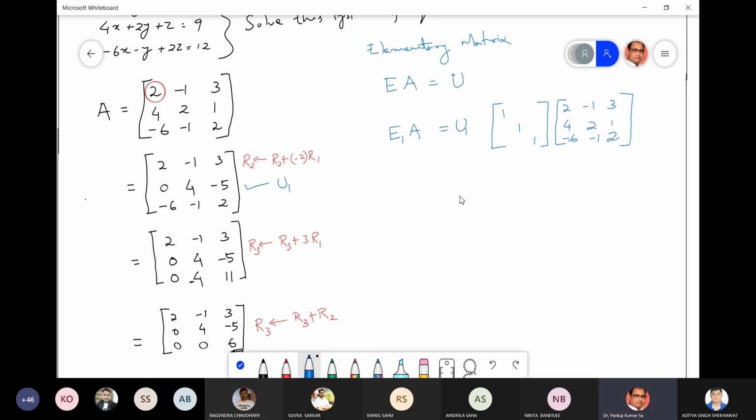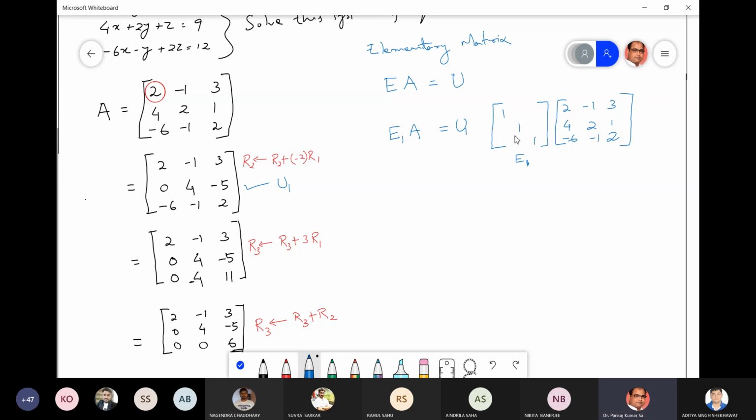Yeah, that's it. So how do I get this E matrix, E1? How do I get this E1? What should the values be of the rest of the elements? These three diagonal elements are 1, that's okay. What about the rest six elements? How much should it be multiplied with the A matrix so that I get this E1 matrix?